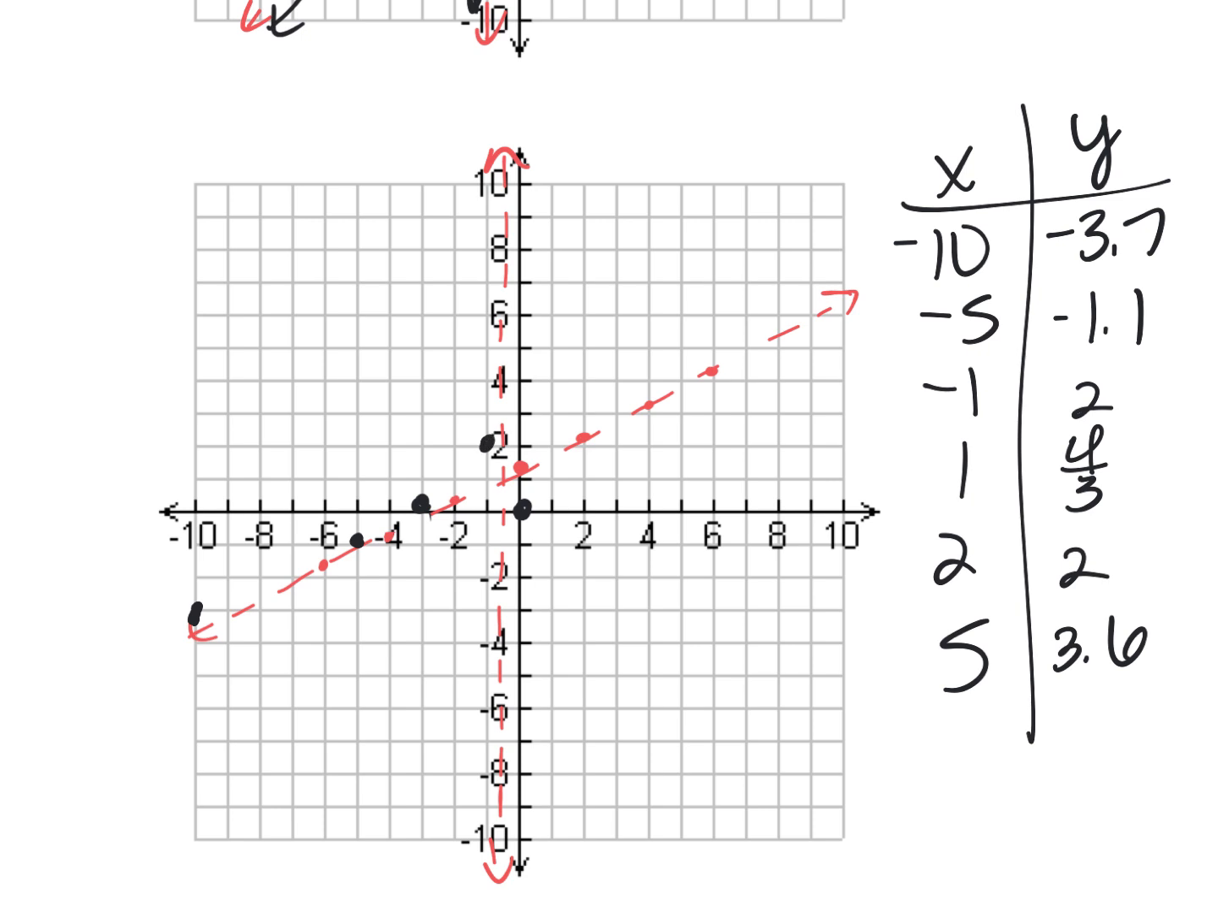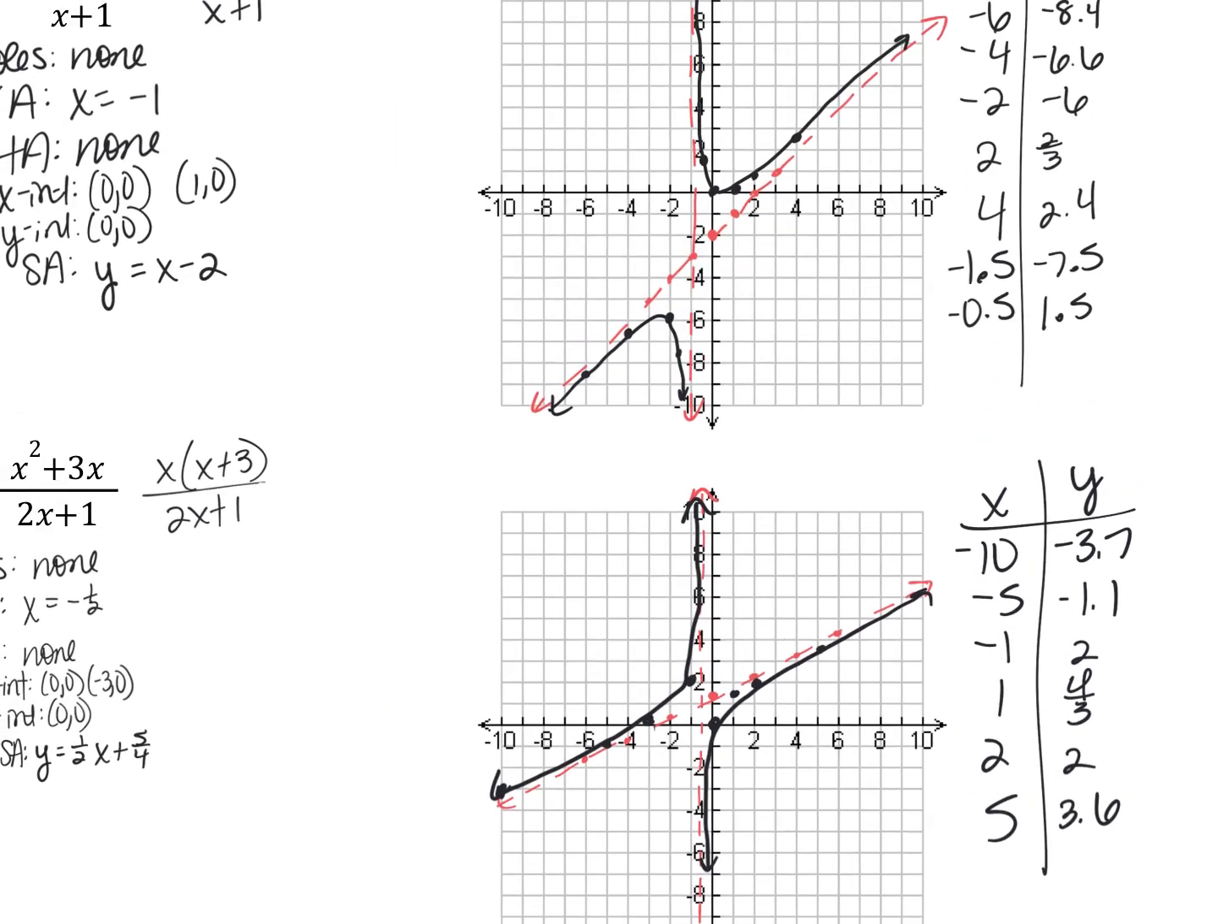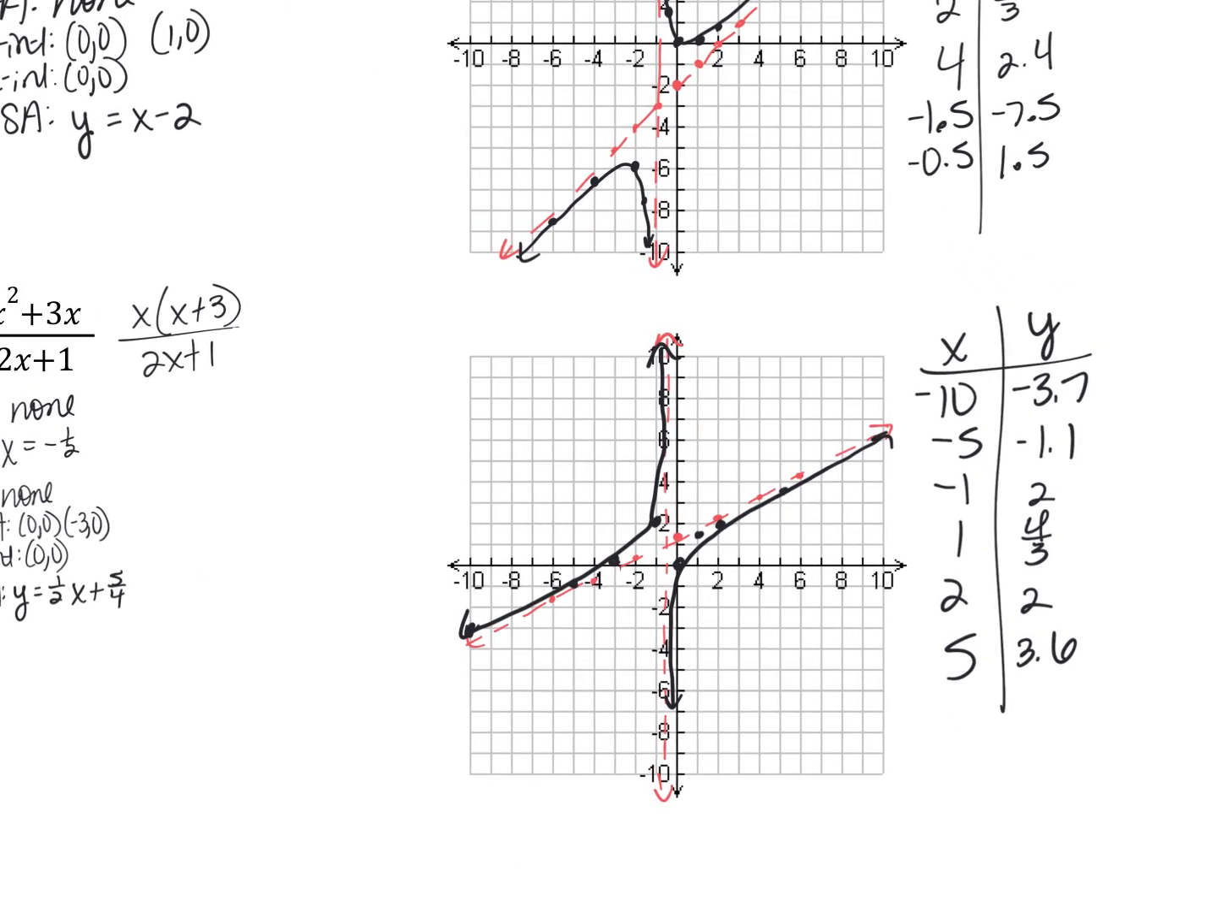-1, 2. Okay, that kind of gives me an idea. 1, 4/3. 2, 2. And 5, 3.6. All right, so that looks something like this when you draw it. Oh, that left side's not quite as pretty, but it'll do the job. Okay, so there is your graph.